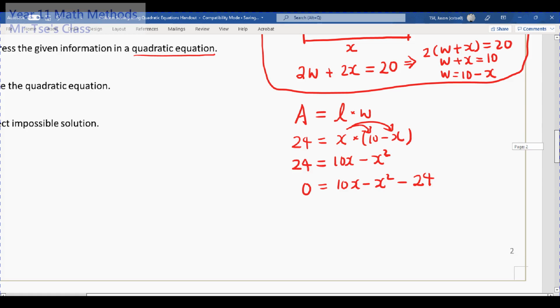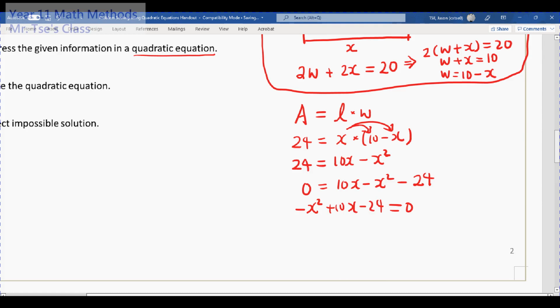Okay, so now it looks much better, but it's still not in the order we would like, because for a quadratic equation, x squared should be the leading term, right? So let's swap the 0 to the right side, and let's bring the x squared term to the front. So the minus x squared term, and then 10x minus 24.